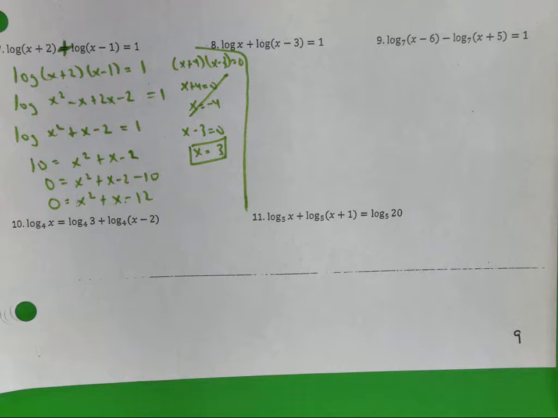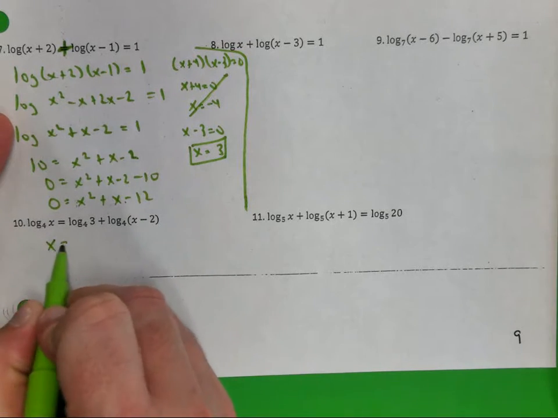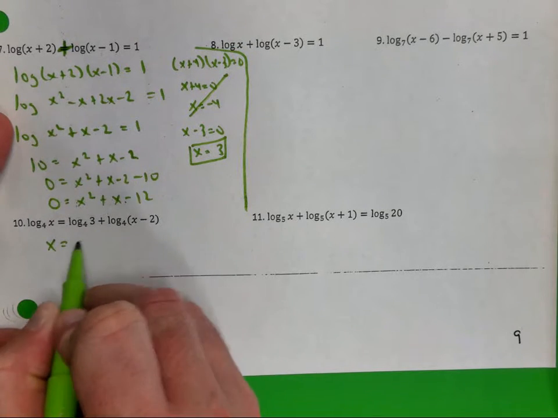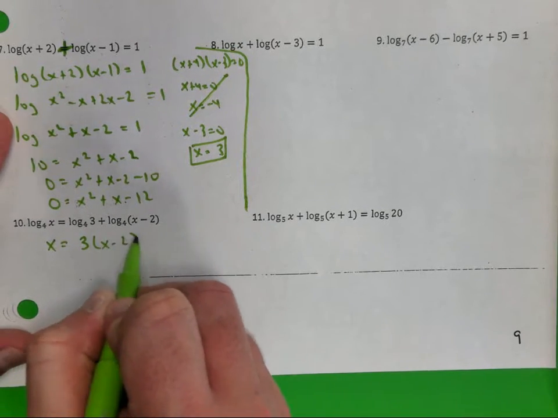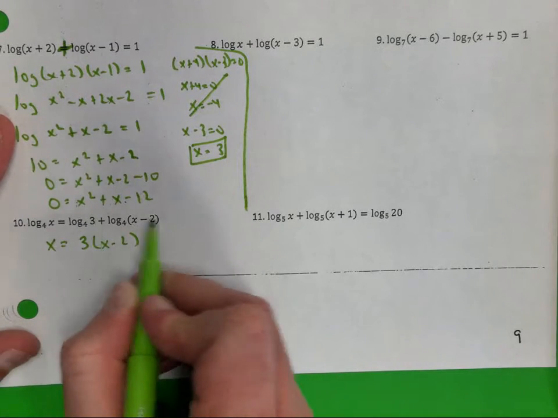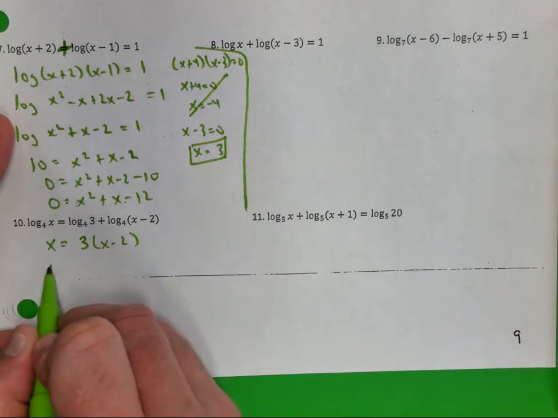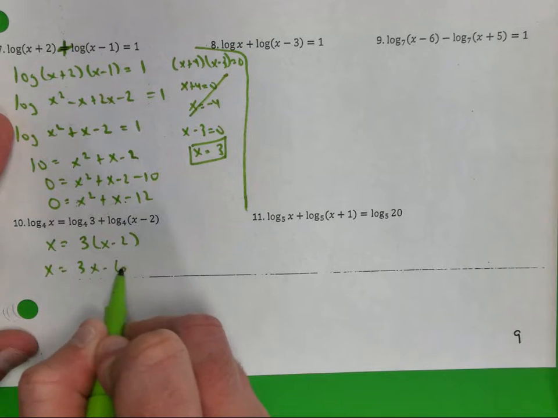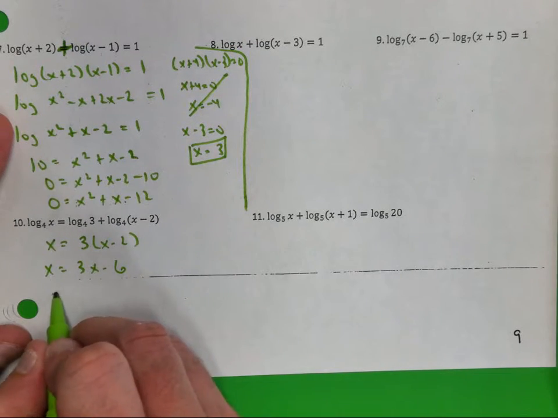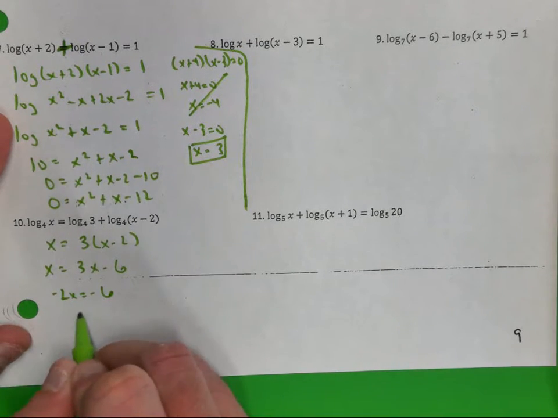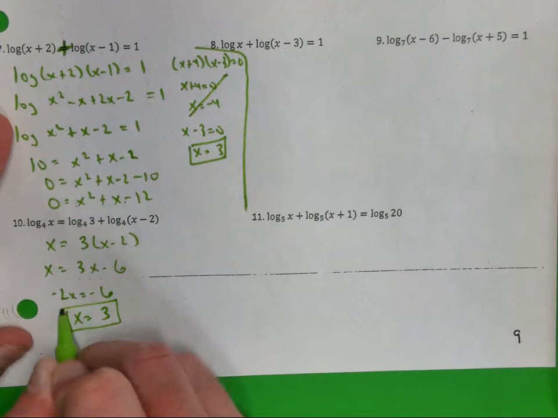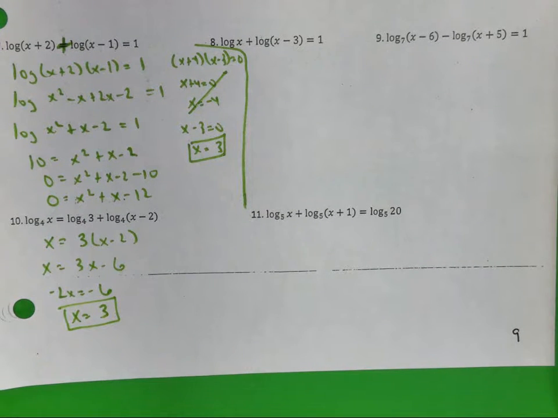You said, Mr. Trish, what are you talking about? If you have the log with the same base throughout it, you still do the properties, but this is what you do. What's addition is right here, so that's product. I just multiply 3 times x minus 2. So I get x equals 3x minus 6, x equals 3. And that's all you do on that problem.